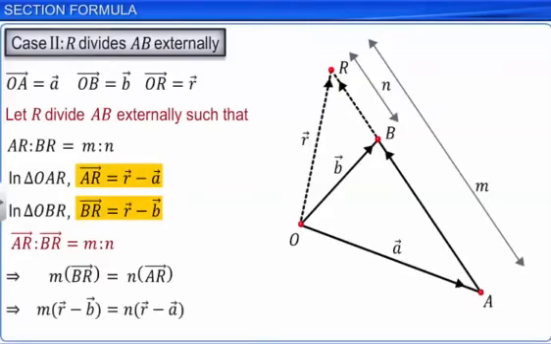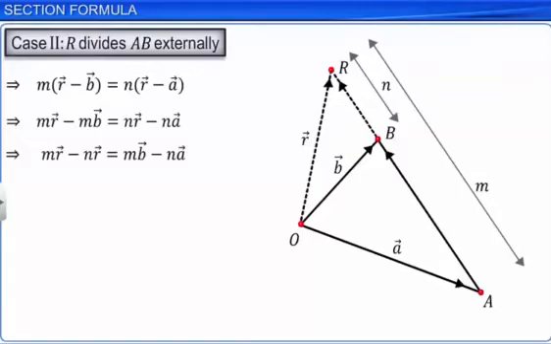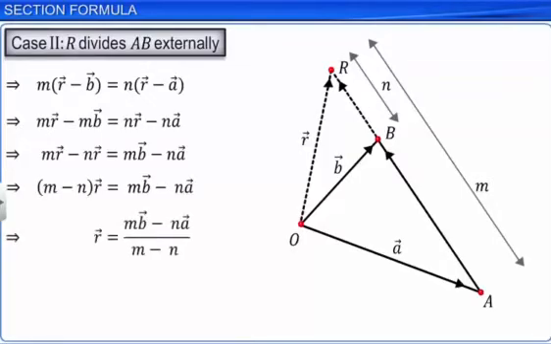On simplification, we get vector R is equal to (m into vector B minus n into vector A) divided by (m minus n). This expression gives the position vector of point R that divides line segment AB externally in the ratio m:n.